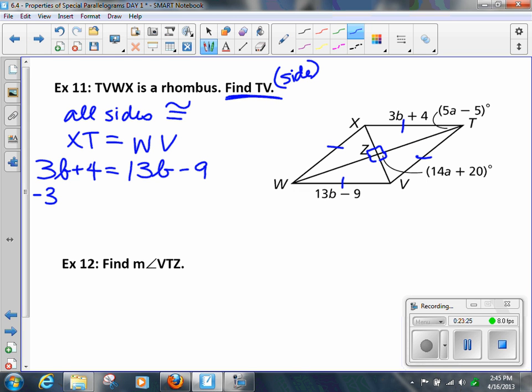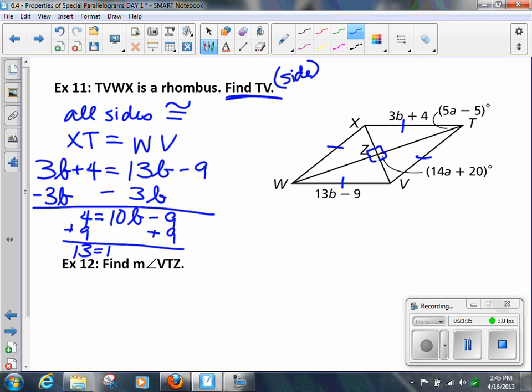I'm going to subtract 3B because I don't like to have a negative variable. And then I'm going to add 9 to both sides. And I get 13 equals 10B. And I'm going to divide both sides by 10. And I get B is equal to 13 over 10. Is that okay? Can I reduce that? Do I want to change it to a decimal? No, I do not. Am I done?